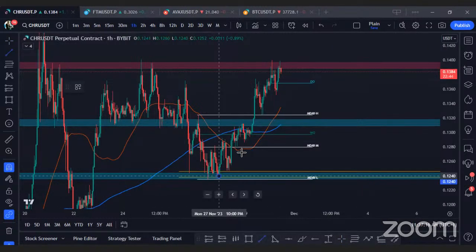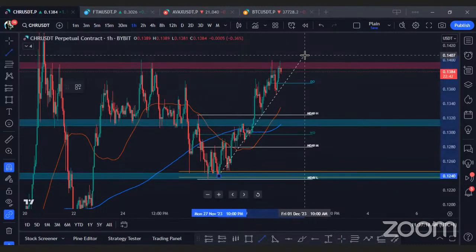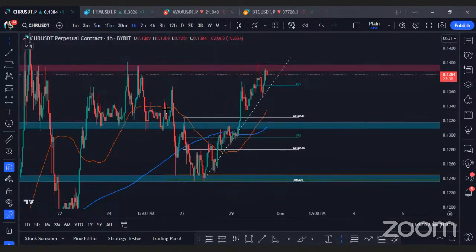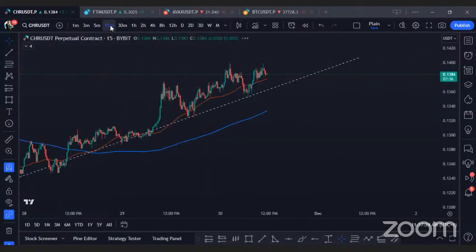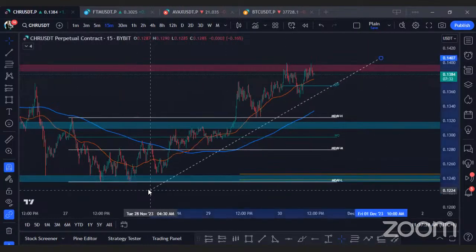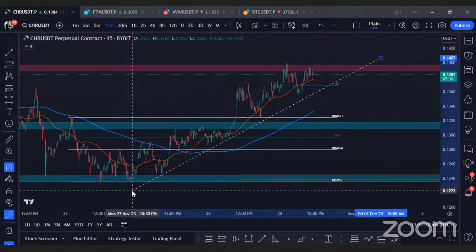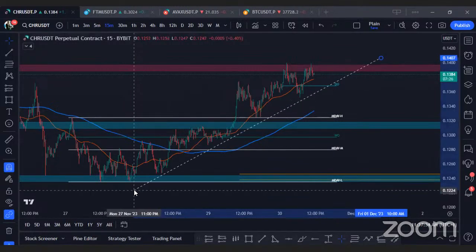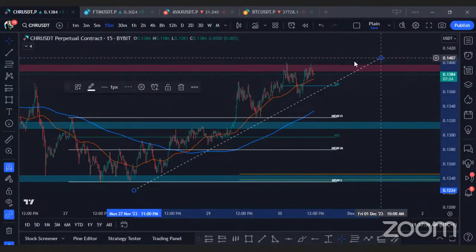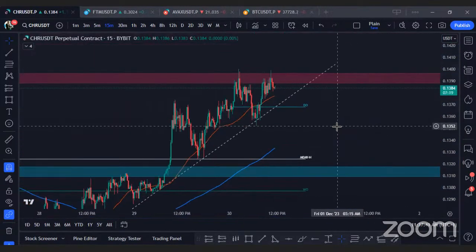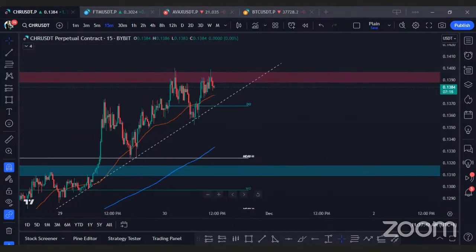So the way I want to play, I don't know whether you're long or short, but the way I want to play CHR is, okay, if you want to join the short, I'll bring my trend line there. If you want to play more safe, wait for a breakout of that trend line.